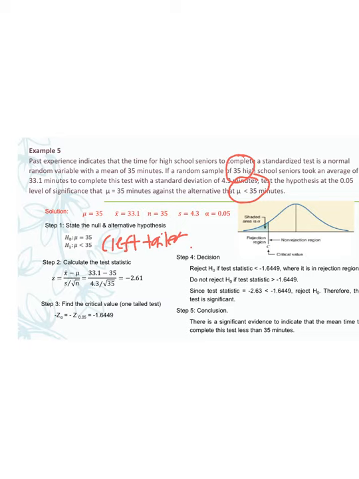Okay, and then find the critical value. Since this one is left tail, you should put a negative sign in the critical value. So we get negative Z alpha. Alpha is 0.05. No need to divide by 2 because this is left tail, right? So negative Z alpha equals negative 1.6449.